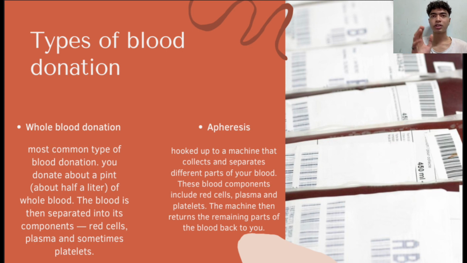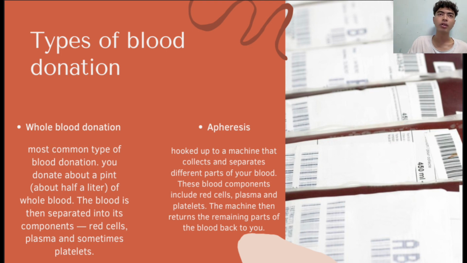So moving on, the second type of blood donation is apheresis. Apheresis is when you get hooked up to a machine that collects and separates different parts of your blood. These parts of blood's components include red cells, plasma, and platelets. This machine then returns the remaining part of the blood back to you. So when they gather your blood in apheresis, the part of the blood that they don't need, they will return to you. Because of this, apheresis has three types of blood donation, specifically just for apheresis.